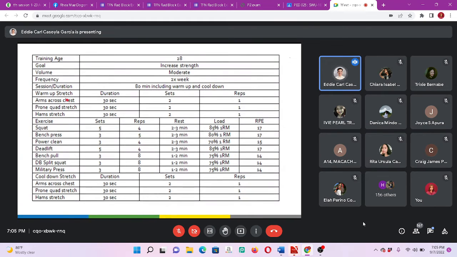Also for the specific type of exercises that you will be performing in your strengthening, make sure you can do the exercises properly. And take note, this prescription is to increase your strength. So you need to choose specific exercises that can help you to improve your strength. So again, warm up stretch, choose 3 specific warm up stretches. And then for the duration, sets, and repetition, copy. Okay? So just copy.